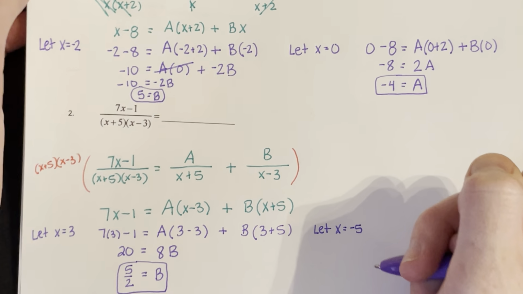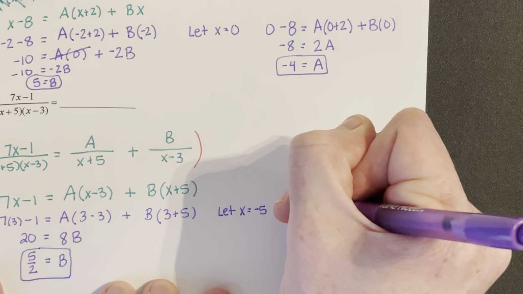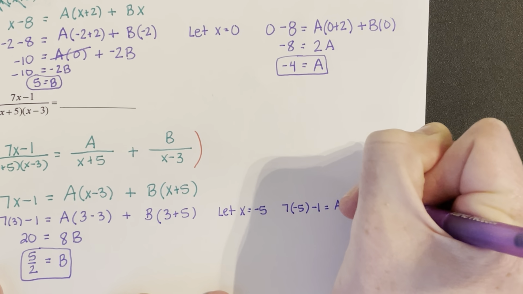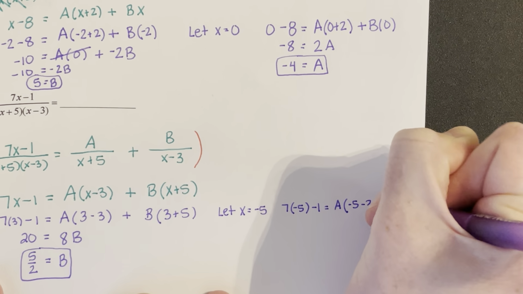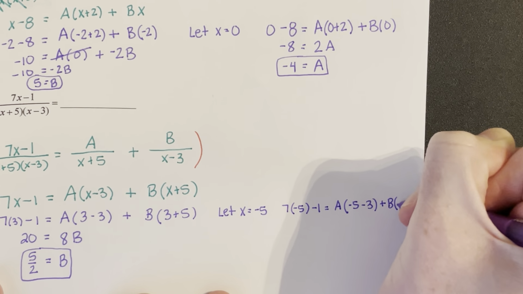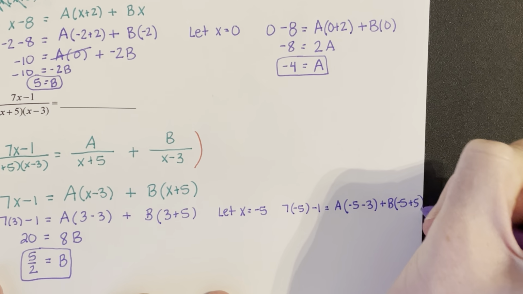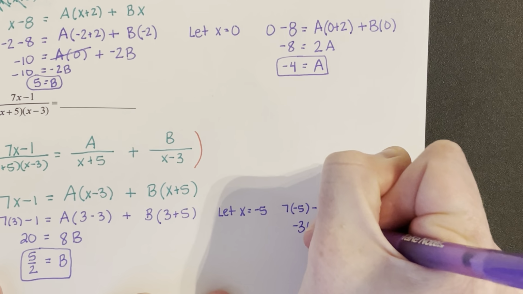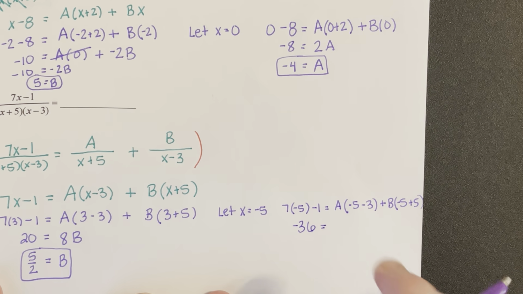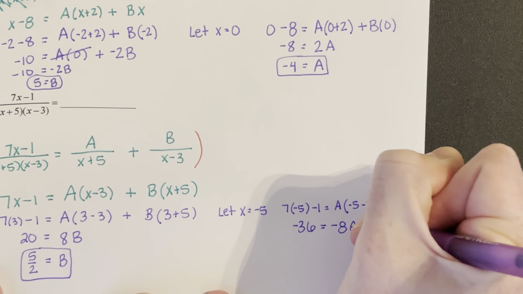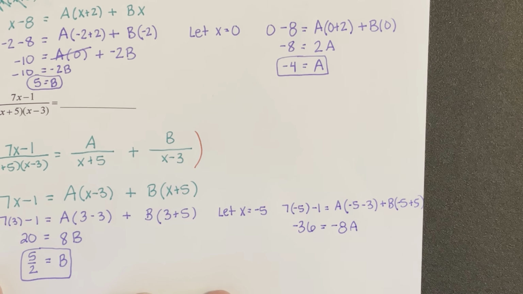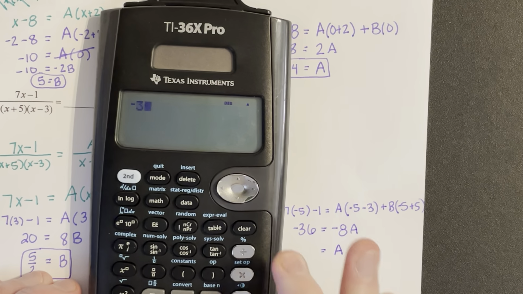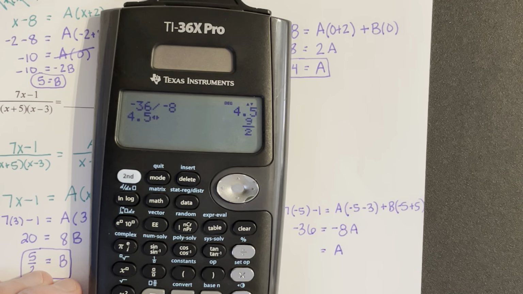And it would say 7 times -5 minus 1 equals a times -5 minus 3 plus b times -5 plus 5. So that would be -35 minus 1 is -36. There's -8a. And then plus 0. So I divide by -8. And again, this is going to come out improper. So 9/2.